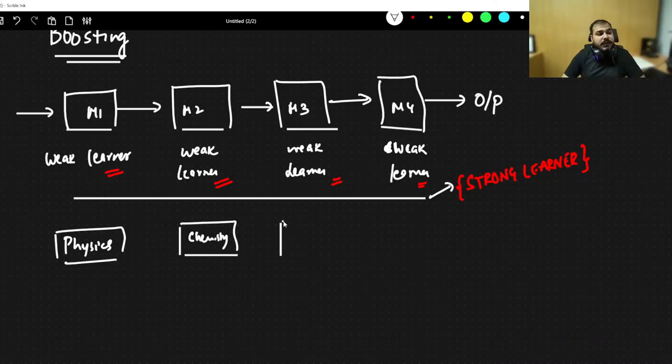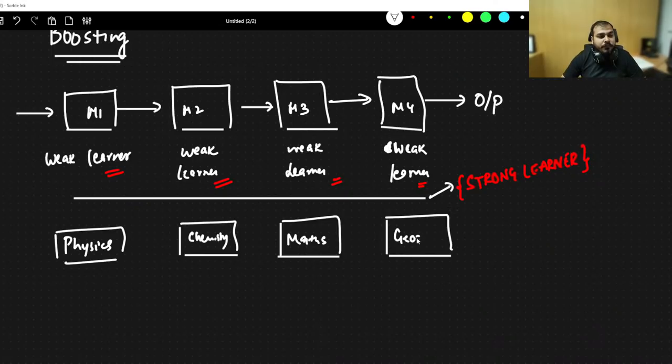Okay, let's say model 3 is basically a teacher of maths and model 4 is a teacher of geography. Now suppose you are trying to solve one problem. Obviously, if the physics teacher is not able to solve that particular problem, then probably chemistry can help, or maths can help, or geography can help, or someone can help. So when we combine this many expertise together, they will be able to give you the output in an efficient way. Okay. So I hope everybody is able to understand.